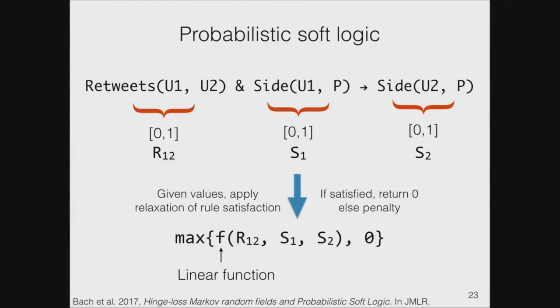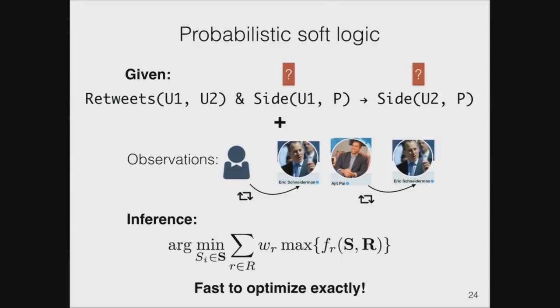It turns out to be a linear function of the variables, and we get this from a specific relaxation of logic called the Lukasiewicz t-norm, but I won't go into detail here. So putting it all together, given rules and a set of inferences that we want to make, in this case the stances for all the users, and given some observations, the goal of inference in probabilistic soft logic is to come up with a set of assignments that minimize all the soft penalties to these rules.